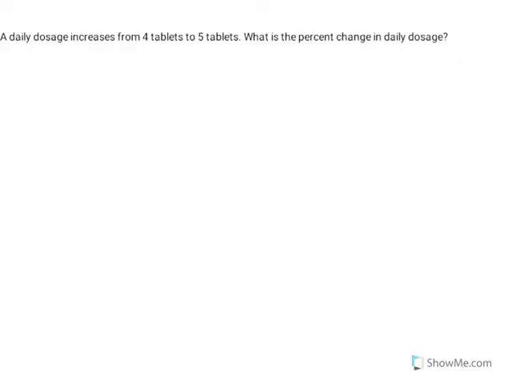A daily dosage increases from 4 tablets to 5 tablets. What is the percent change in daily dosage? Okay, so in order to do this, we need to remember that formula, the percent of change formula, which says that we want to have the change over the original.